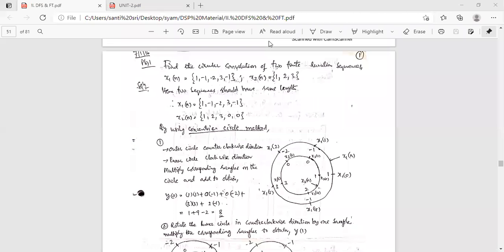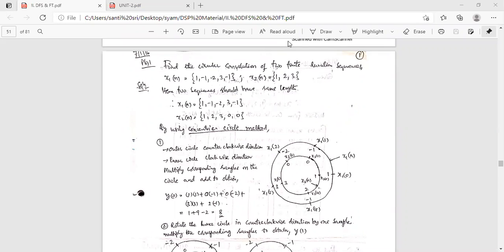In the first method, zeros will be appended in the last section, and in the second method, zeros will be appended in the first section. Okay, so that is the overlap save method, right? So next, coming to the circular convolution.